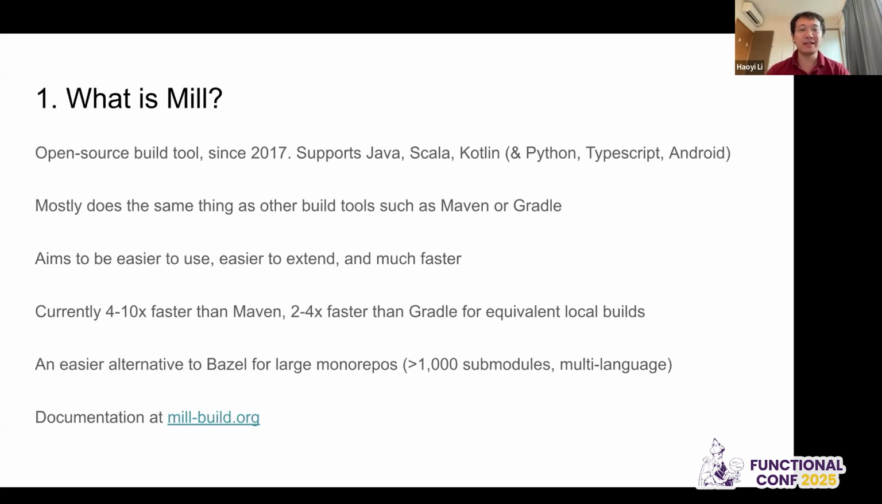Mill can also serve as an easier alternative to Bazel for large monorepos. Bazel is very powerful, but also very complex and difficult to set up. So if you have a large project, let's say 1,000 submodules within a big monorepo, multiple languages, some JVM, some Python, some front-end JavaScript, Mill can handle that, similar to how Bazel does. There's documentation at millbuild.org if you want to take a look.